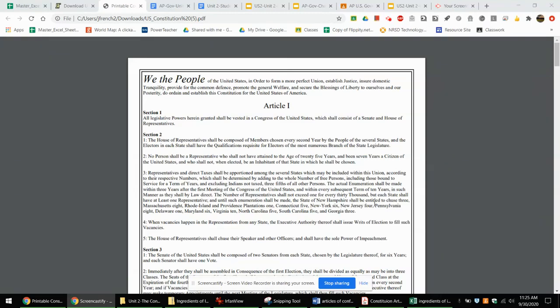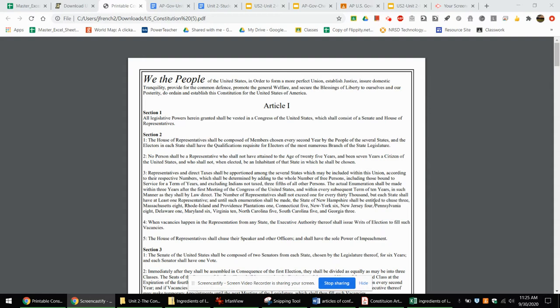Today I'm going to talk about the first three articles of the U.S. Constitution. I'm going to skip over the preamble. The preamble is some nice language. Watch the Schoolhouse Rock video on the preamble. But to me, the more important part of the U.S. Constitution are the articles themselves. The first three articles set up the three branches of government.